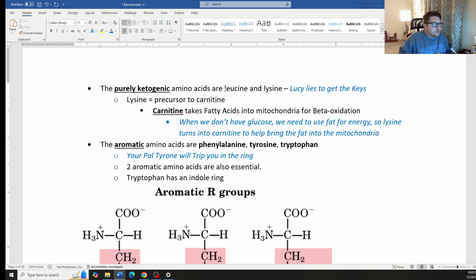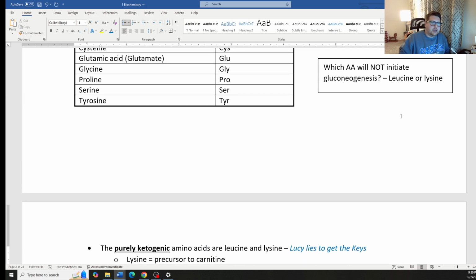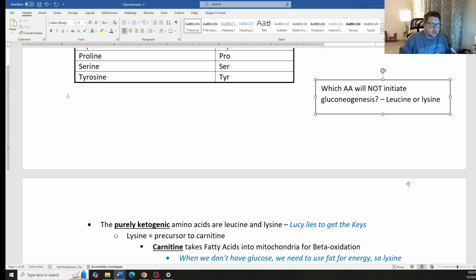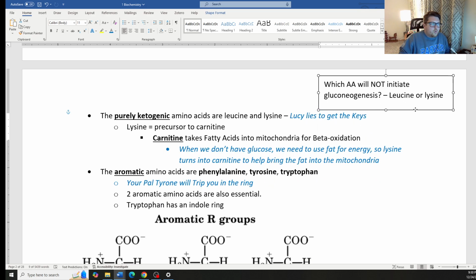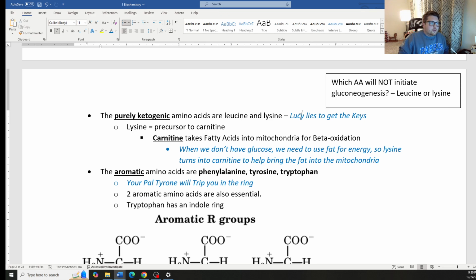The two specific amino acids that are purely ketogenic, meaning that they only produce ketones and cannot be used in something like gluconeogenesis, are our leucine and lysine. We have mnemonics for all of these. We say Lucy lies to get the keys. Keys for ketone. Lucy is our leucine. Lies is our lysine. Lucy lies to get the keys.